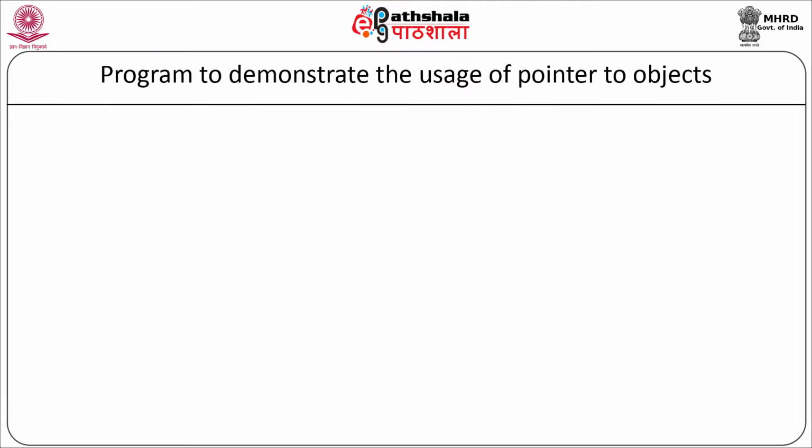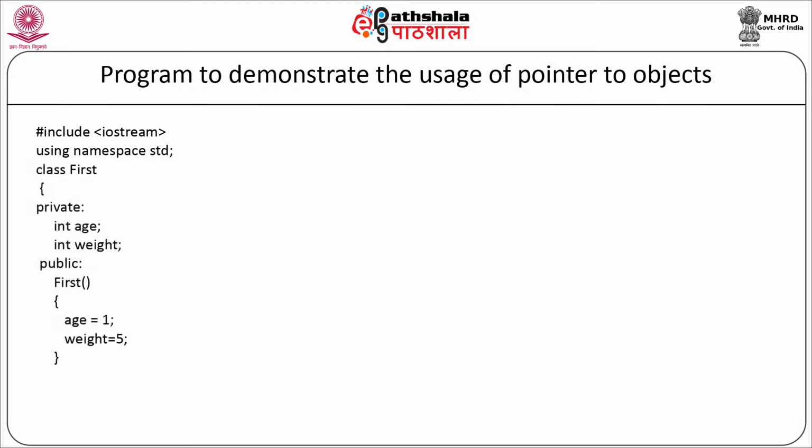Now let us see the program to demonstrate the usage of array of pointers to objects. In the first program we have seen a simple object using a pointer. Now we are going to see the array of objects using the pointer. We will start with our program, #include <iostream>. Here we are going to define our class as first. So the name of the class is class First.